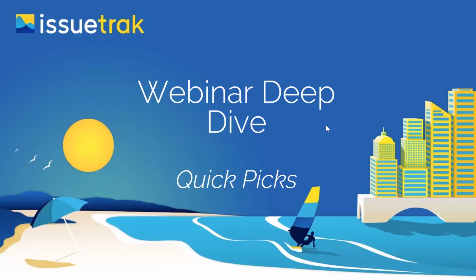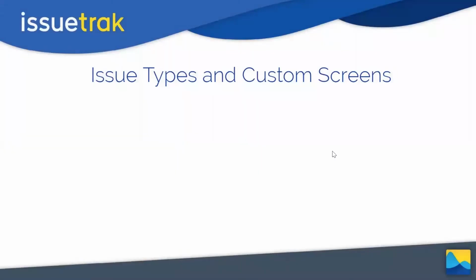Now, the next part of our presentation today is a deep dive into quick picks. Quick picks are a big portion of Issuetrak, but a lot of people get confused about what exactly it means. A quick pick is essentially a quick way of putting Issuetraks in.